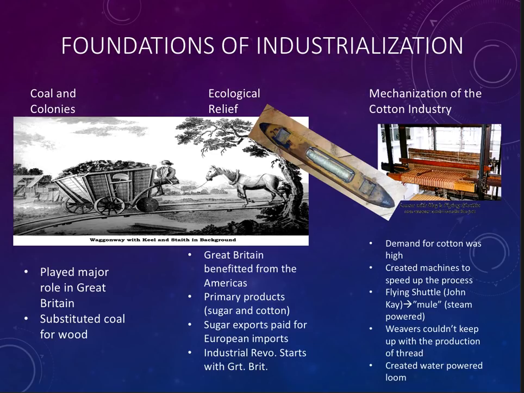Some of the first cotton machines were the flying shuttle, the mule, which was steam powered, one of the first steam powered machines. And weavers couldn't keep up with the production of thread. So what ends up happening is that they begin to create these machines, and they begin to be created with water powered looms as well, based off of the steam that the water makes, which is going to help the machine function.